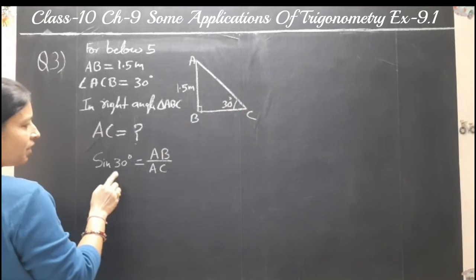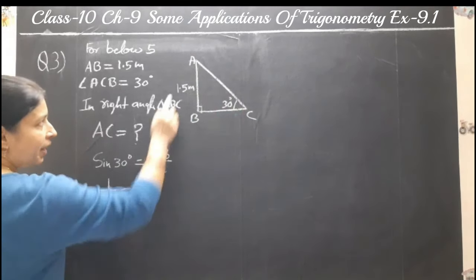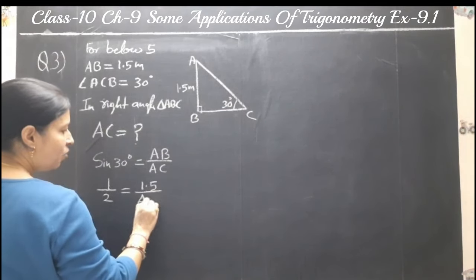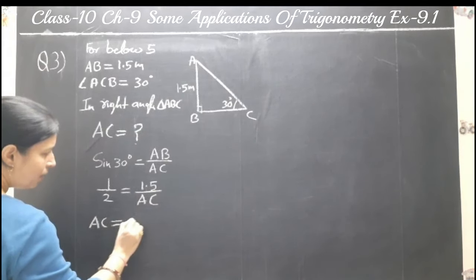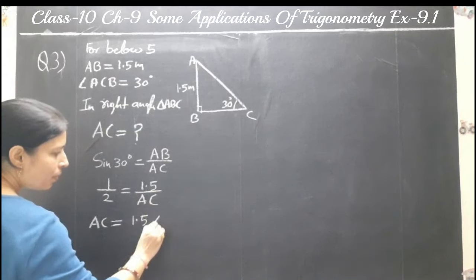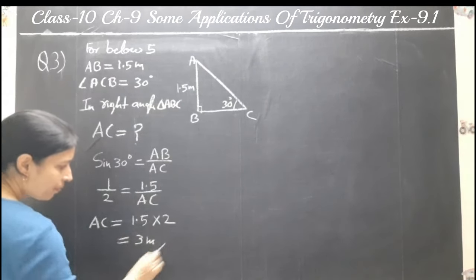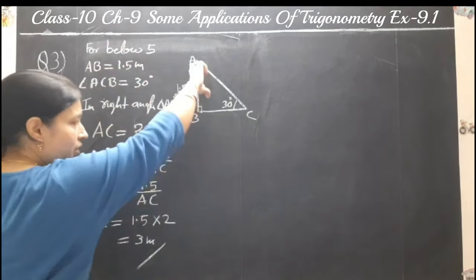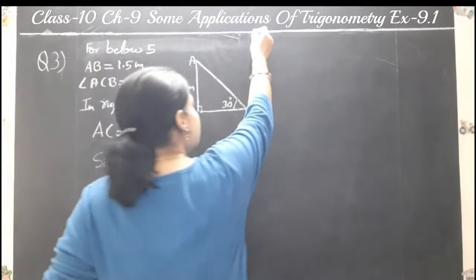Write the value of sine 30. Sine 30 is 1 by 2. And write AB. AB is given 1.5. And we have to find out AC. So what will be AC? AC will be 1.5 multiplied by 2. So this will be 3 meter. So in first case, for below 5, the length of the slide will be 3 meter. Okay, this one is your first answer.